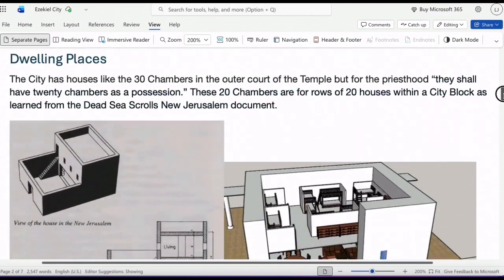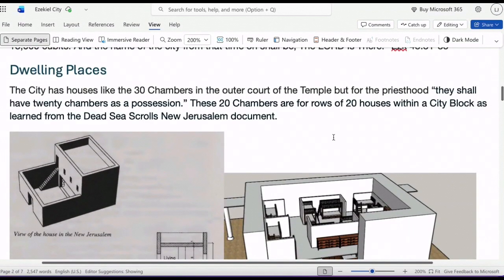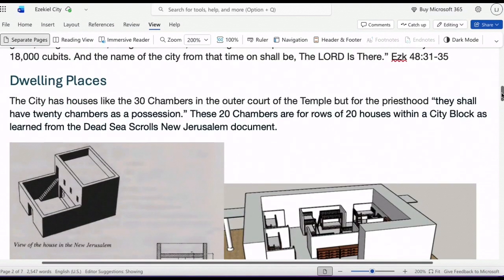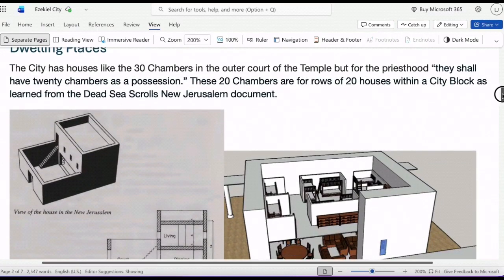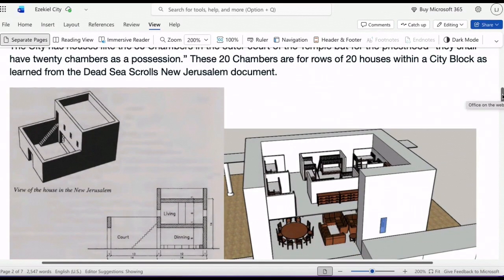Dwelling places. Okay, so the city has houses, and these are basically the same as the 30 chambers in the outer court of the temple. But for the priesthood, they shall have 20 chambers as a possession. Okay, these 20 chambers are rows for 20 houses. In the houses is the city block that we learned from the Dead Sea Scrolls, New Jerusalem.